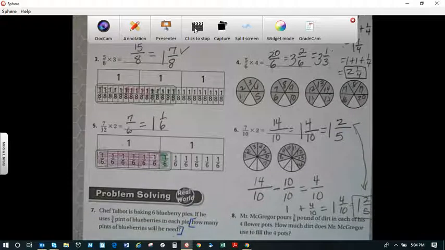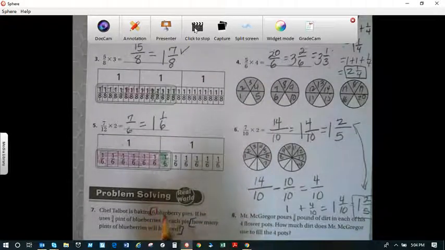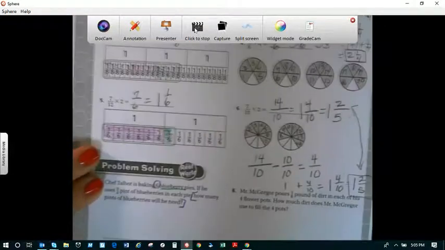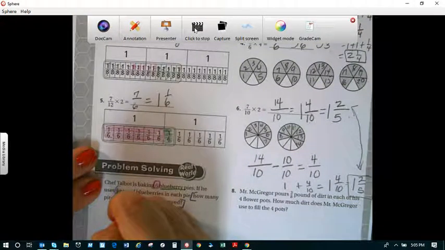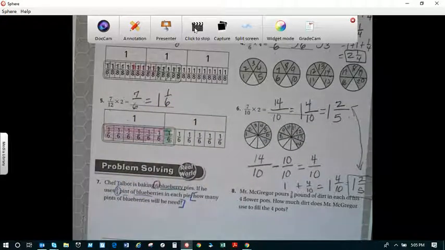But in the meantime, let's go ahead and see what we have. Chef Talbot is baking 6 blueberry pies. So we know how many he's baking. I think I just did it opposite. He uses 3/4 pint of blueberries in each pie. So I'm going to circle my 3/4 pint of blueberries in each pie. How many pints of blueberries will he need then?